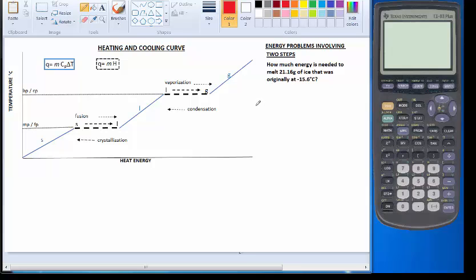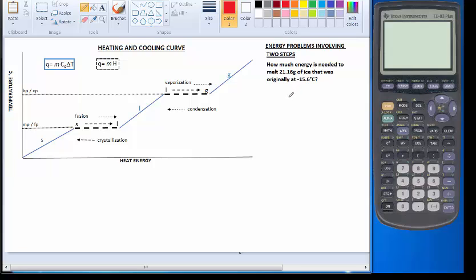In this video, we are going to be looking at how to use a heating and cooling curve to answer an energy question that involves more than one step. So the first thing that we need to do is identify the substance that we're looking at. And the substance in our problem is ice.